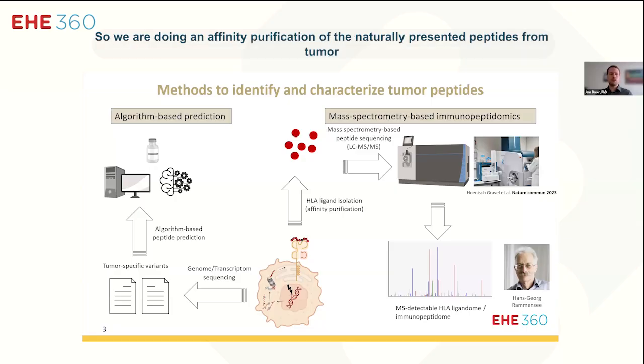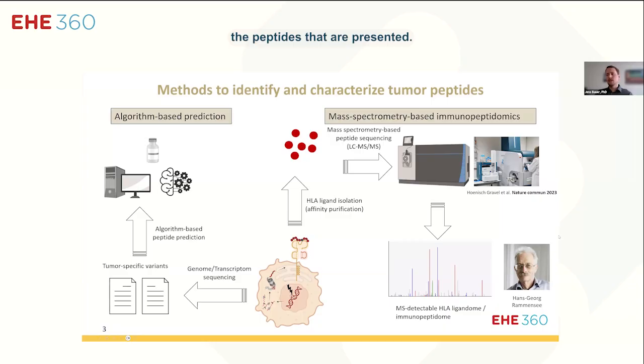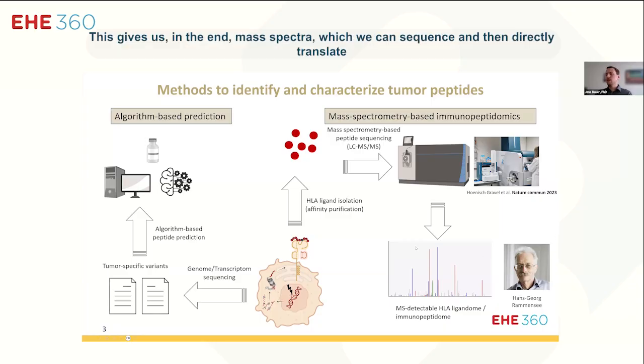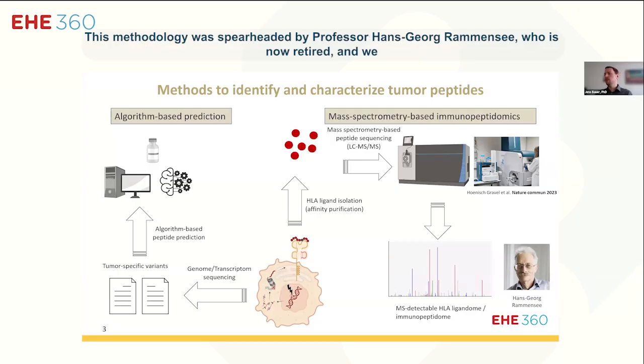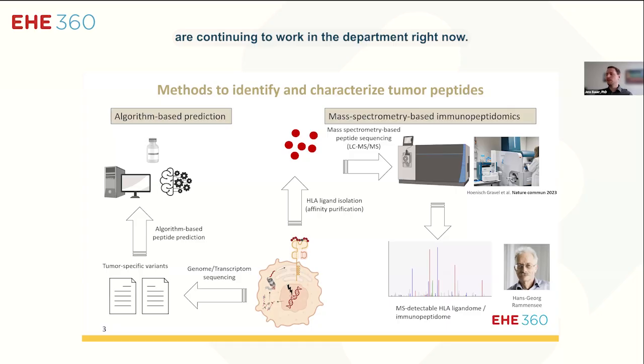So we are doing an affinity purification of the naturally presented peptides from tumor tissue, and then measure them on an online coupled LC-MS, so mass spectrometer, to sequence the peptides that are presented. This gives us, in the end, mass spectra, which we can sequence and then directly translate what peptides are really presented by the tumors and can be targeted. This methodology was spearheaded by Professor Hans-Georg Rammensee, who is now retired, and we are continuing this work in the department right now. So this is the technology we are using.